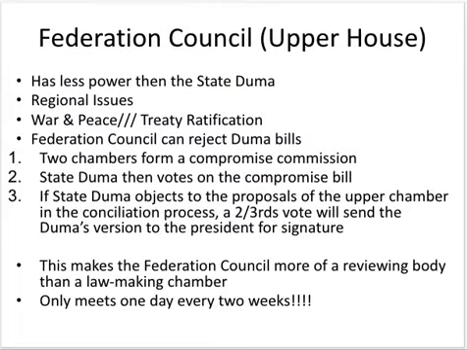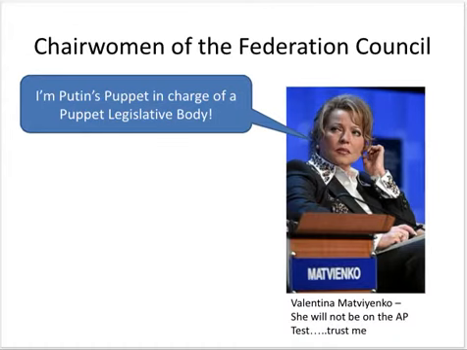The Federation Council, they're known as the Upper House, less power, deals more with regional issues, can reject some bills from the Duma. They can form a compromise commission. Then the State Duma votes on that bill. If the State Duma objects to the proposals of the upper house, a 2/3 vote will send the Duma's version to the president. So basically, they're more of a reviewing body and only meet one day every 2 weeks. Within that Federation Council, they do have an individual, the chairwoman, but the chairwoman kind of just follows what Putin wants.